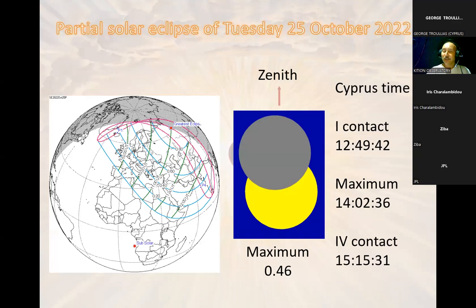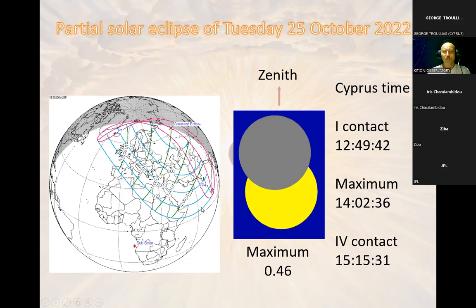And if we are talking about solar eclipses, the nearest one will happen not long from now: 25th of October, a Tuesday. And it will happen in Cyprus. First contact in Cyprus will be at 12:49, maximum at 14:02, and the last contact at 15:15 Cyprus time. During maximum, almost half of the solar disk will be covered by the moon. So it's really interesting. That's how it will look.